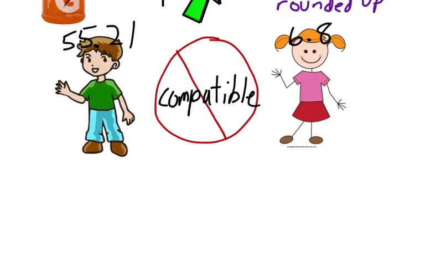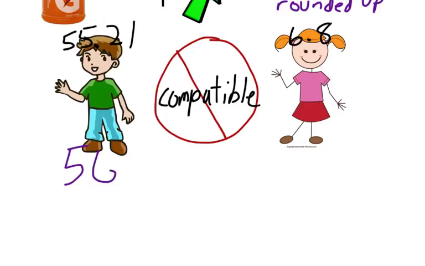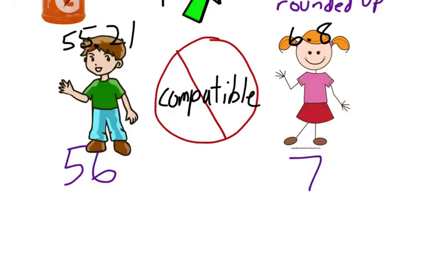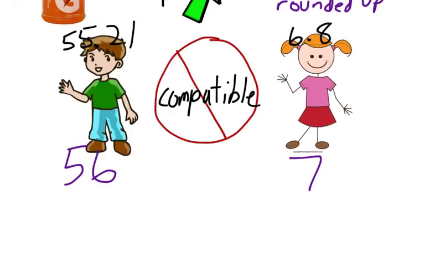Hi, my name's 55.21, but my friends call me 56. Oh, my name is 6.8, and my friends call me 7. Would you like to go out sometime? Sure.